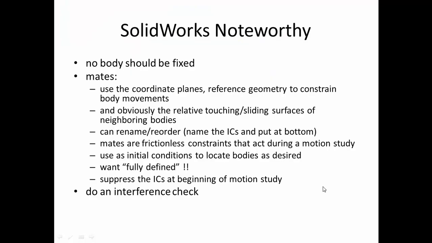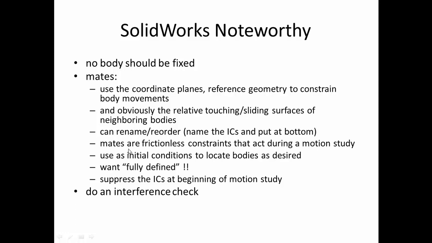So to recap so far, SolidWorks noteworthy. No body should be fixed. You should float them and then can use mates in the coordinate planes or reference geometry to constrain the body movements. Obviously, you can use touching and sliding surfaces of neighboring bodies, those mates, in order to get the bodies where you want them. You can rename and reorder those mates. You can name the initial conditions, ICs, and put them at the bottom.